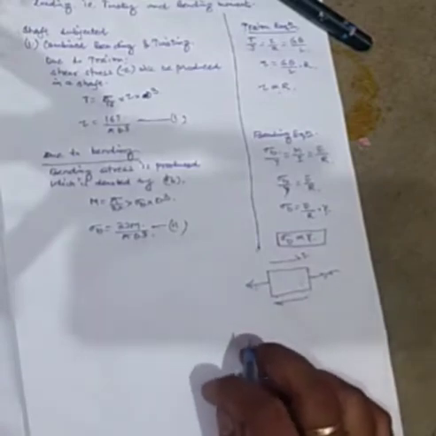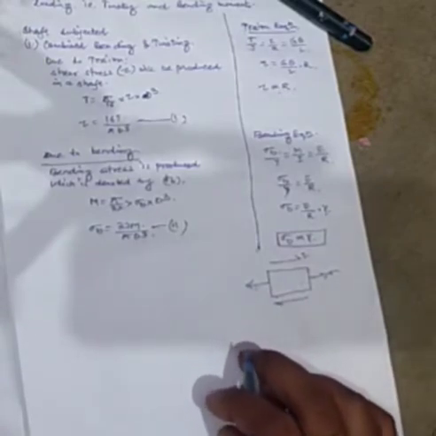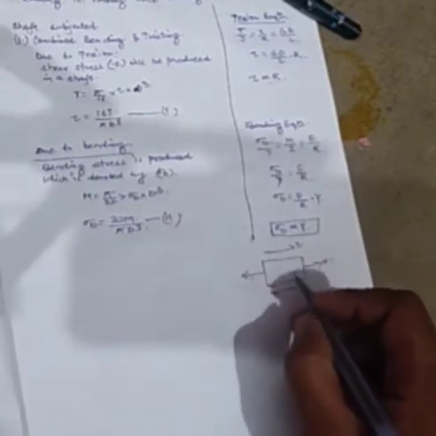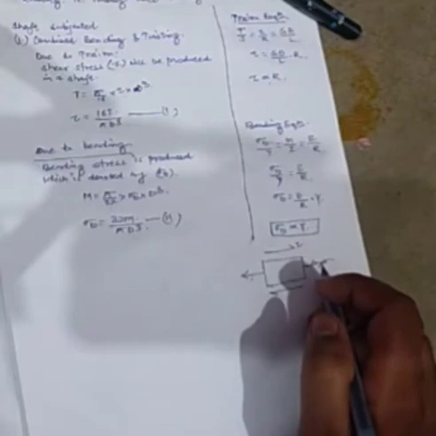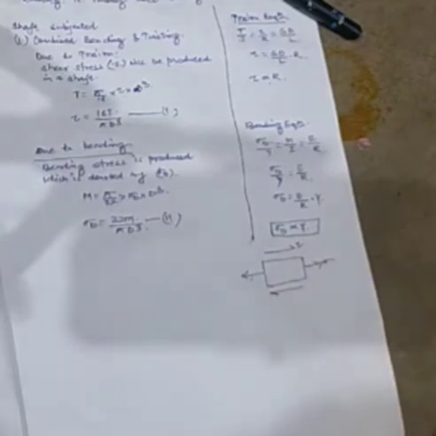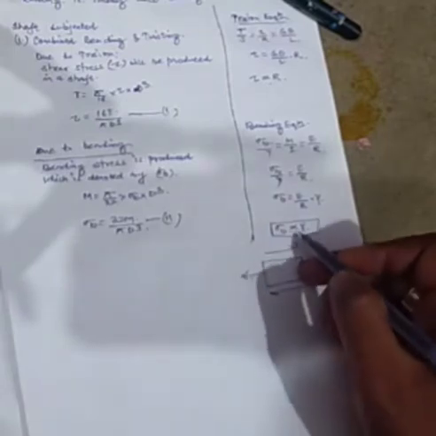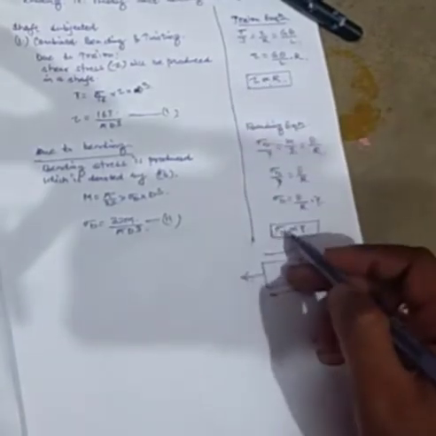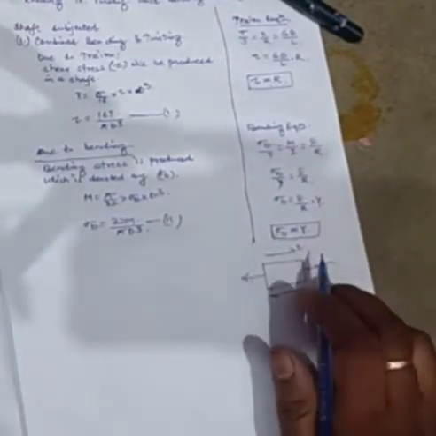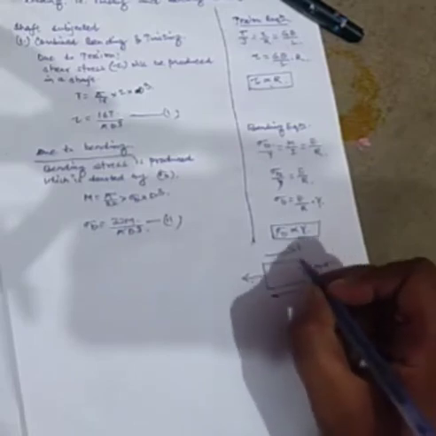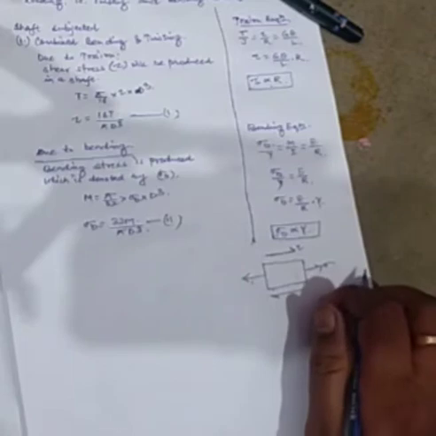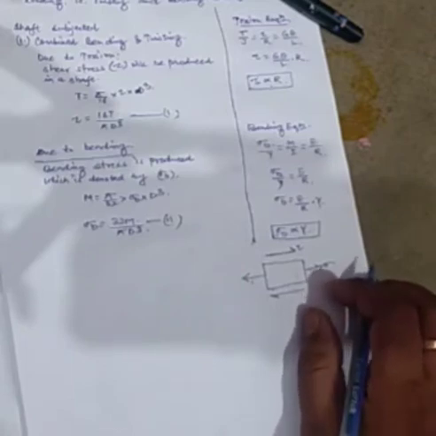Okay, so what happens is that this is the case of a biaxial stress system. In a biaxial stress system, we have two stresses acting at the outer surface, this stress and this stress, in two different directions. You can see the directions of the two stresses are in different axes. So this is the case of a biaxial stress system.